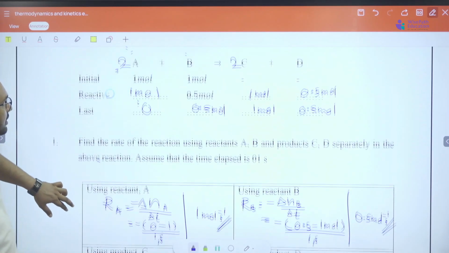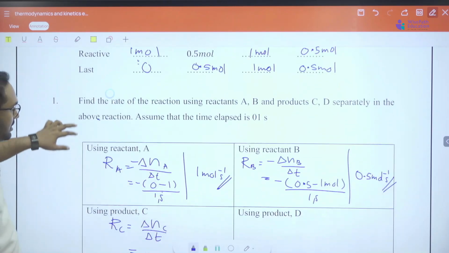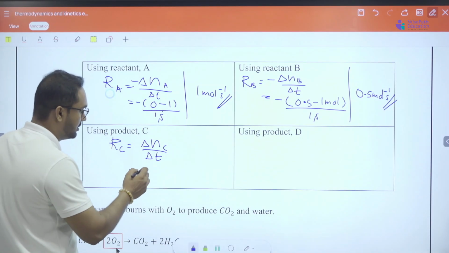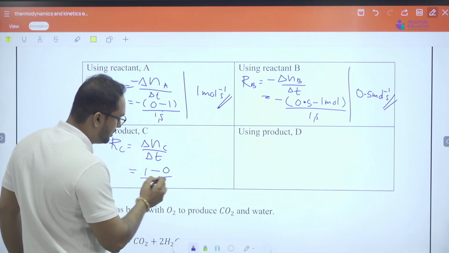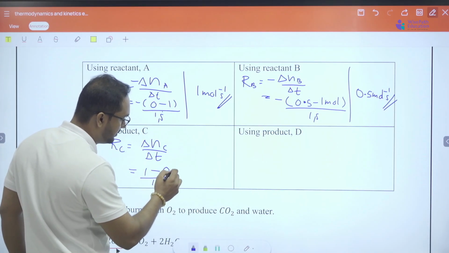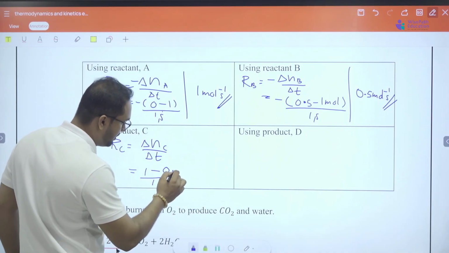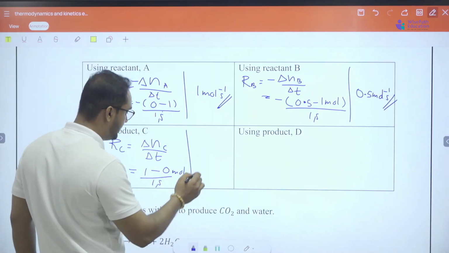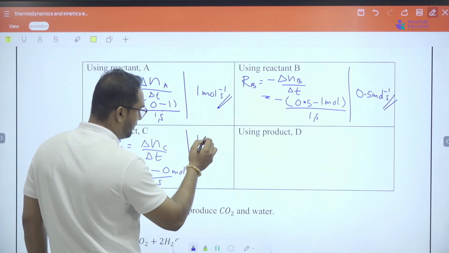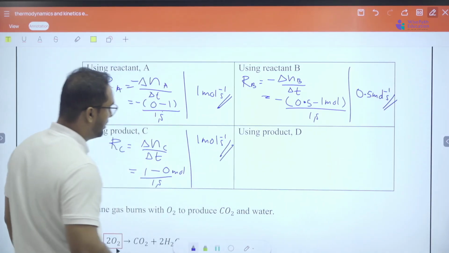And using product C, that is Rc equals delta Nc divided by delta T, yes. And the number of moles of C, the final is 1, initial is 0. So final minus initial divided by time, which is 1 second. So the answer is how much? 1 mole per second, right?